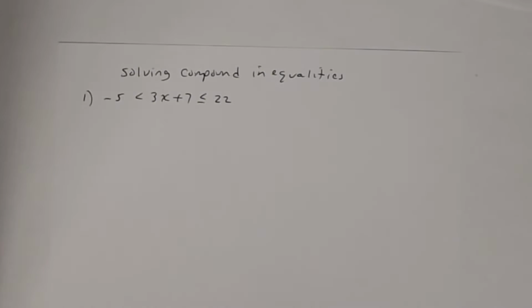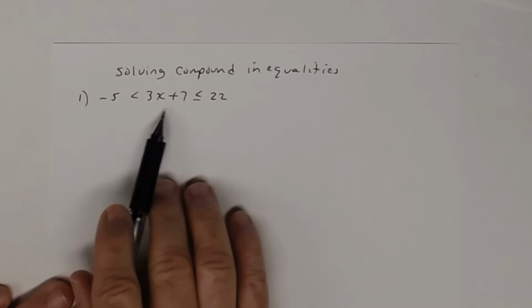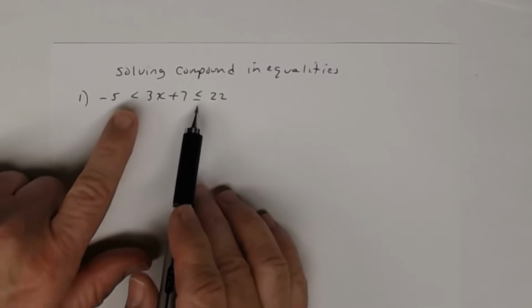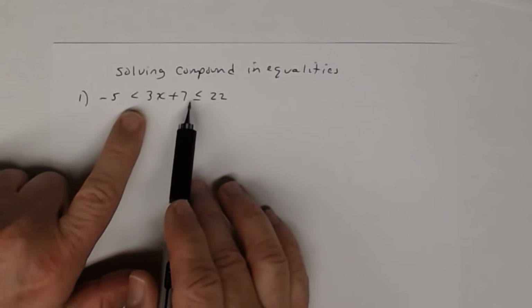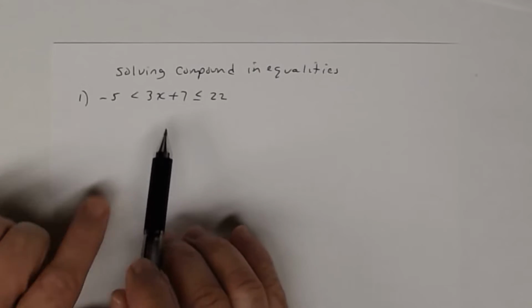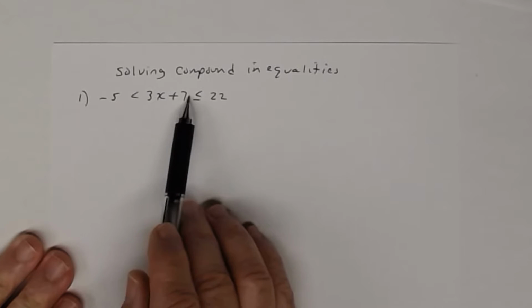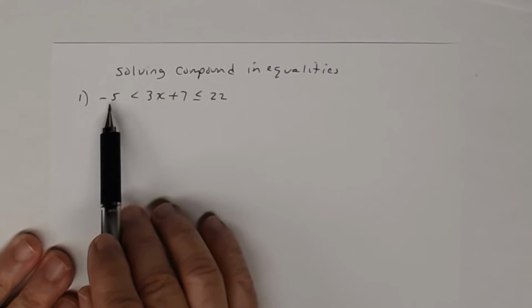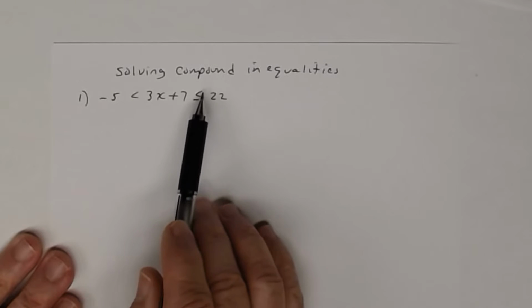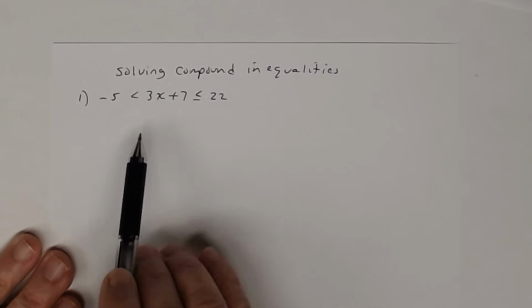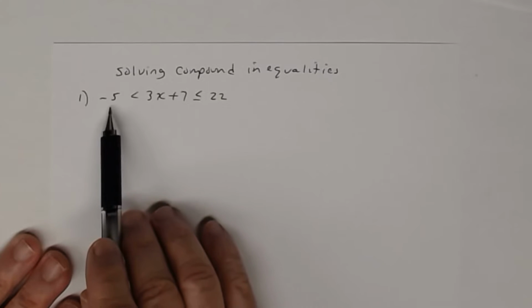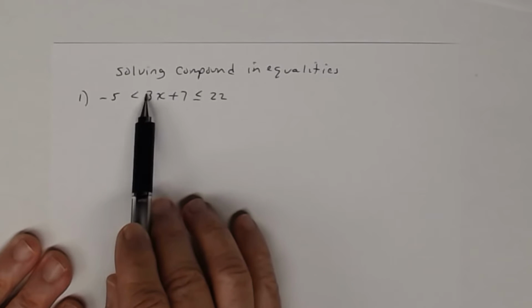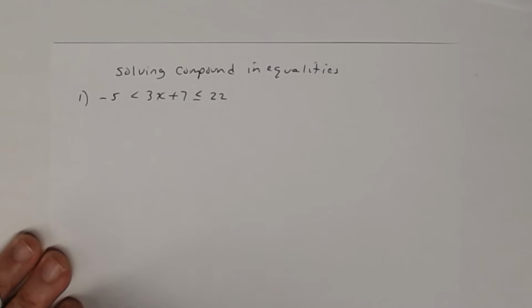So here is number one. We have this compound inequality. Notice that a compound inequality, in this case, is a statement that has two inequality symbols in it. Basically you're saying that this expression, 3x plus 7, has to be greater than negative 5, and at the same time, it has to be less than or equal to 22. As you read it from left to right, it says: negative 5 is less than this expression, and this expression is less than or equal to 22.